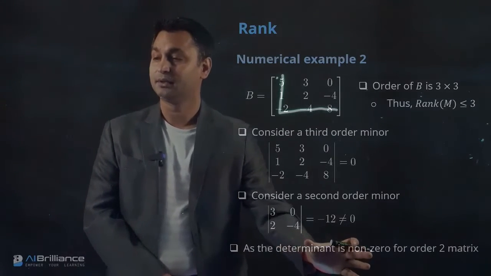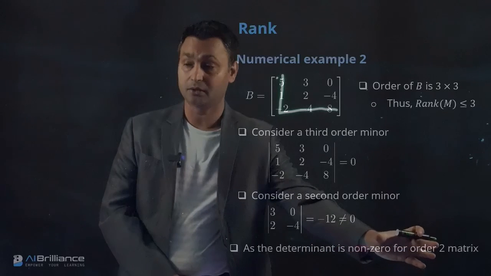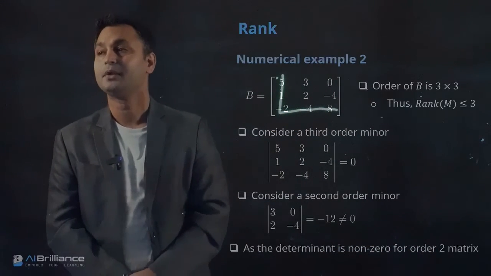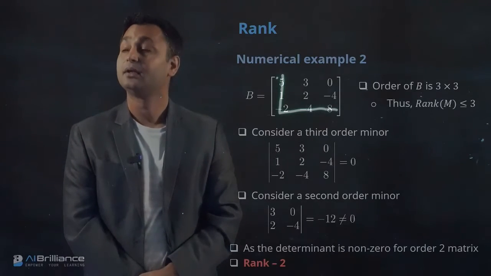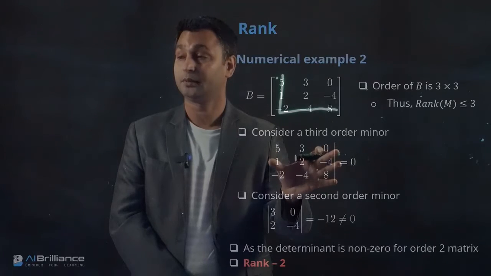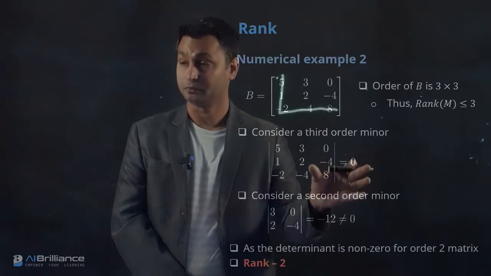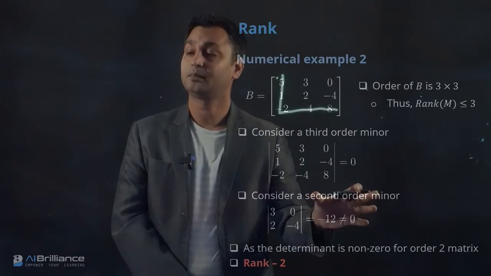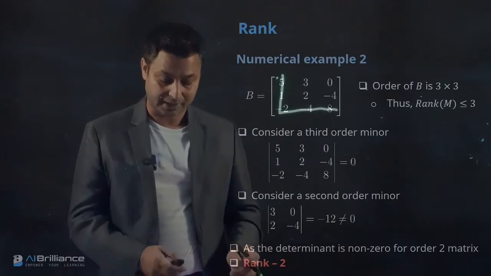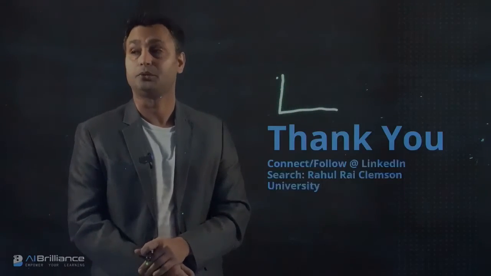Again, here the determinant is non-zero for our order 2 submatrix that we have. So in this case, essentially the rank is going to be 2. Why? Because the determinant of the third order minor was 0, so we dug down deeper, but for the second order minor we had a non-zero minor, and that's why the rank of this matrix is going to be equal to 2.